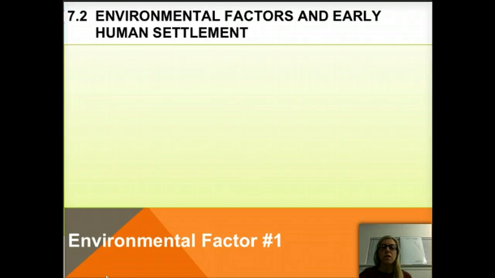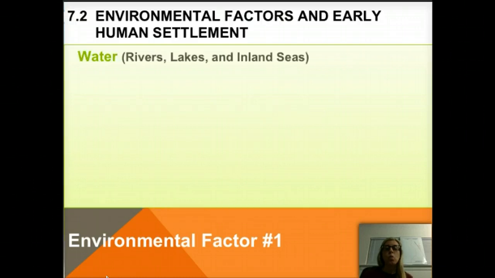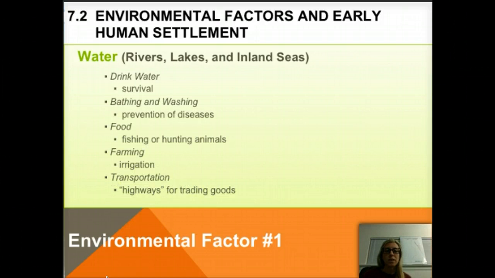Now that we've seen where the ancient civilizations are on the map, let's discuss the 3 environmental factors that impacted decisions of the early civilizations. Water was the most important environmental factor, and it was important for many reasons. Drinking is needed for basic survival. Water is also needed for sanitation. With water, people can bathe and wash, which helps prevent diseases.